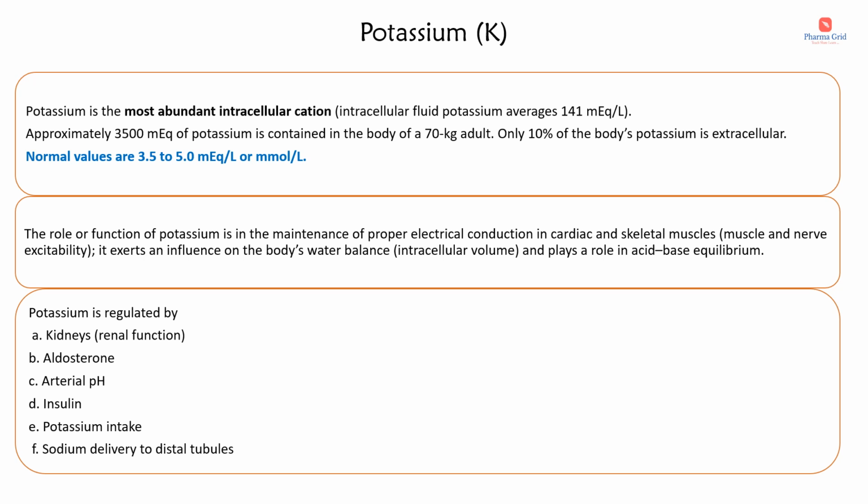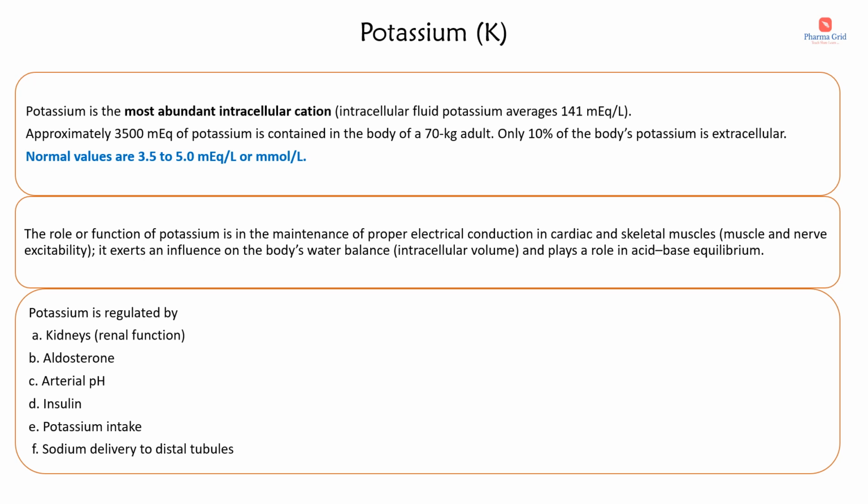So the next major electrolyte is potassium. It is the most abundant intracellular cation. Intracellular fluid potassium averages 141 milliequivalent per liter. Approximately 3500 milliequivalent of potassium is contained in the body of a 70 kilogram adult. Only 10% of the body's potassium is extracellular. Normal value is within the range of 3.5 to 5 milliequivalent per liter or millimole per liter.